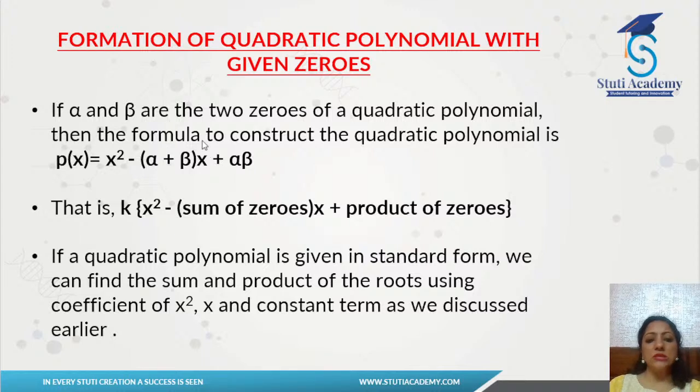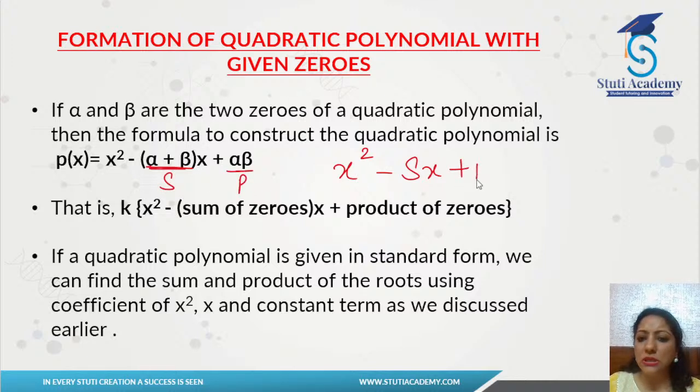Please notice, this means that if you already know the two zeros of a quadratic polynomial, and you have to form the quadratic polynomial with those two zeros, how are you going to do that? You will take x square minus sx, where s is the sum of the zeros. Alpha plus beta, which I've written, is actually the sum of the zeros, and alpha beta is the product of the zeros. So I'm just denoting them by s and p respectively. The formula to construct the quadratic polynomial is x square minus sx plus p.